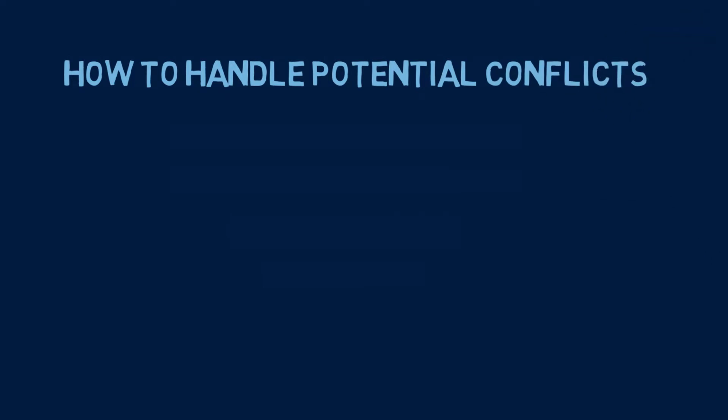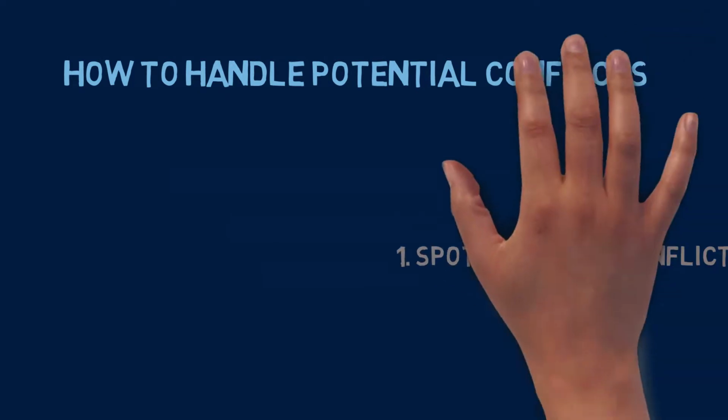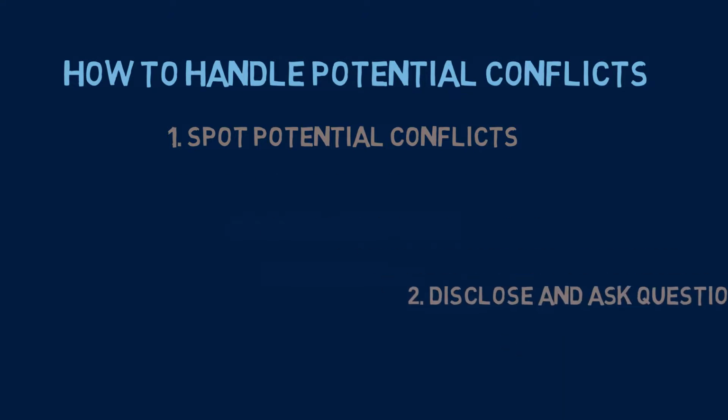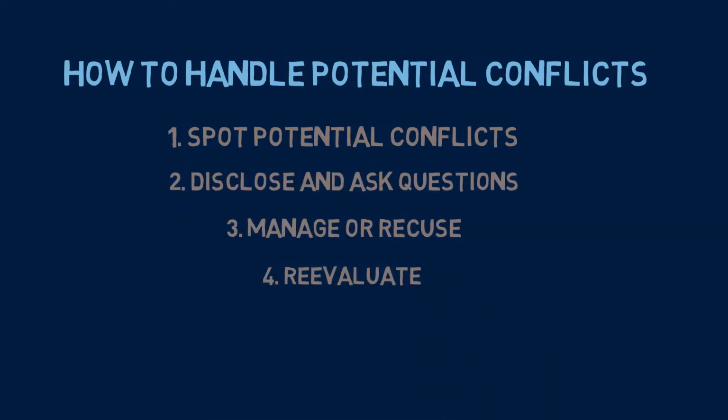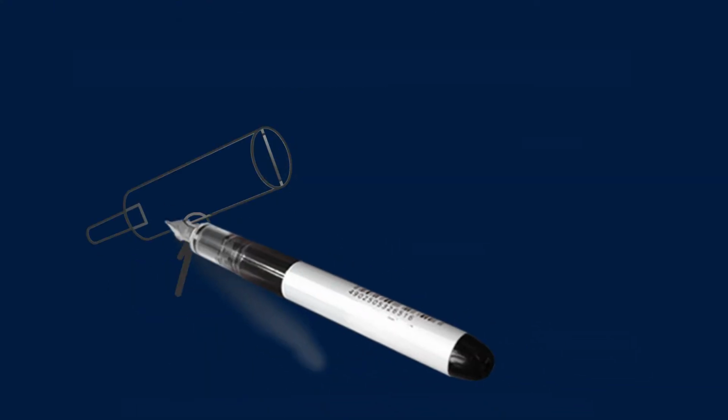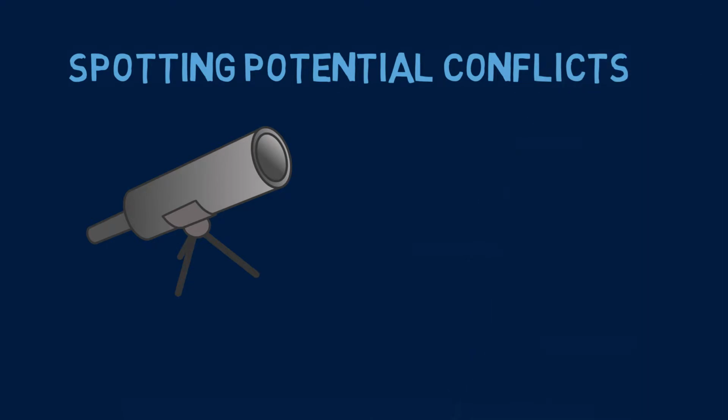Generally, you should remember to do these 4 things. Spot potential conflicts, ask questions and disclose, manage or recuse, and reevaluate. Spotting potential conflicts means thinking about circumstances or situations in which a conflict of interest might arise.